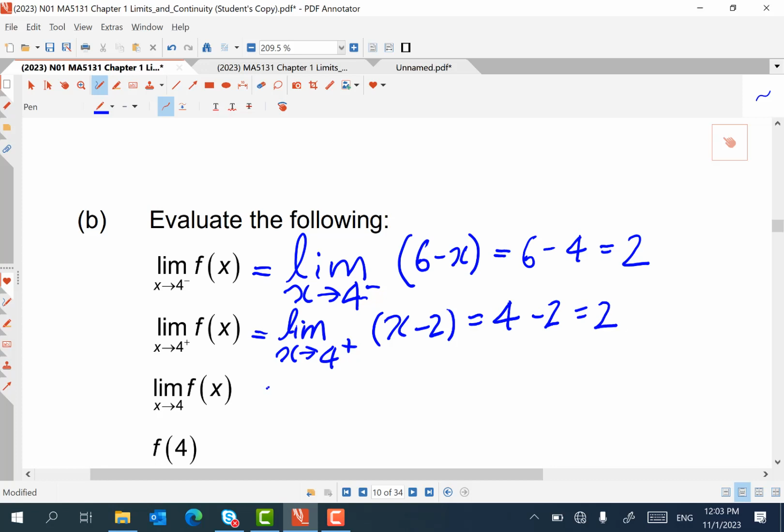When x approaches 4, in this case, what do you think is the two-sided limit? It is equal to... I was wrong, I was kidding, 2, right? Why is it so? Because the left and the right limit are both 2, so the limit as x goes towards 4 is 2.